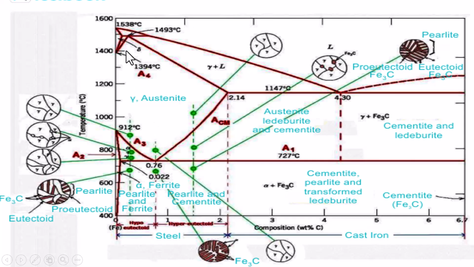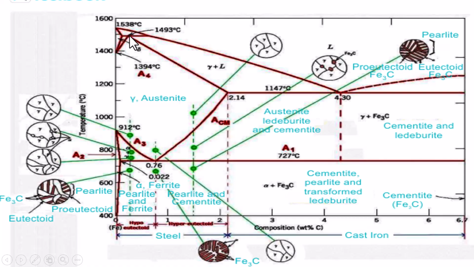On cooling, you can see this is called delta iron or delta ferrite. This is called gamma iron, or simply austenite. This small region near the y-axis is called alpha ferrite. And here it is delta. This is the liquid region, so this becomes the delta plus liquid region. This is delta and this is austenite, so this small region becomes the delta plus austenite region.